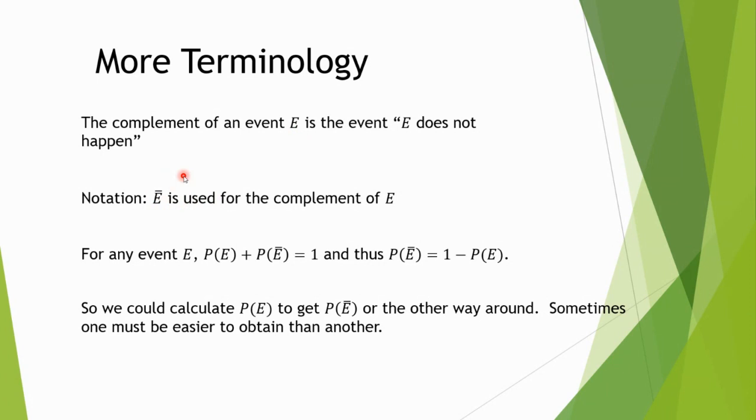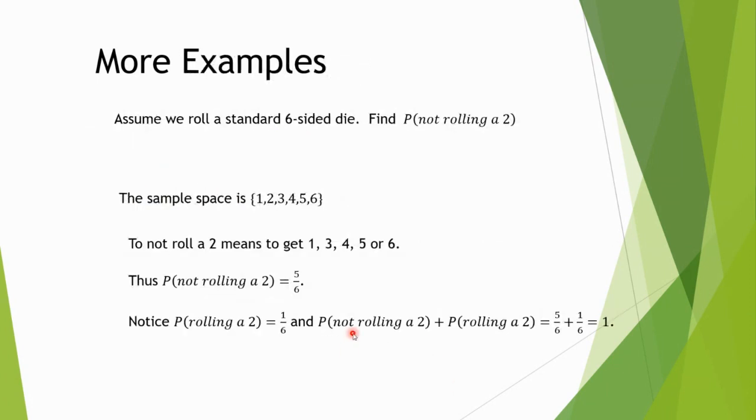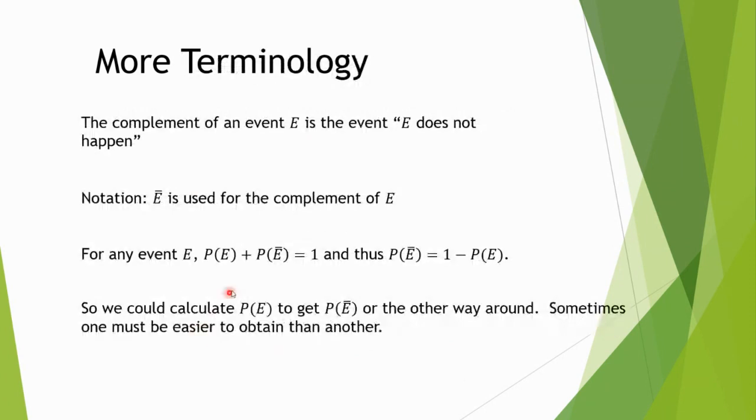And it does turn out, just like we saw over here, if you take the probability of rolling a 2 and add it to the probability of not rolling a 2, that sum is going to be 1. Well, that's no accident. If you take the probability of an event E and add the probability of its complement, that sum has to be 1. That turns out to be true.